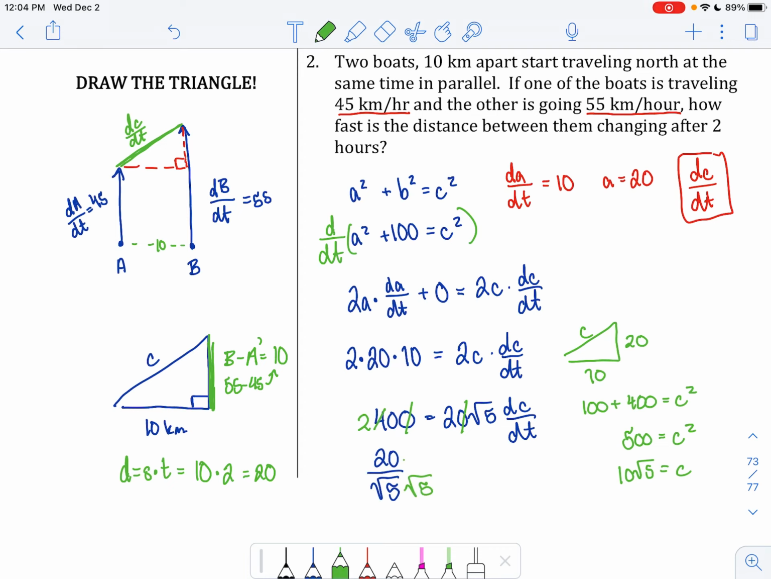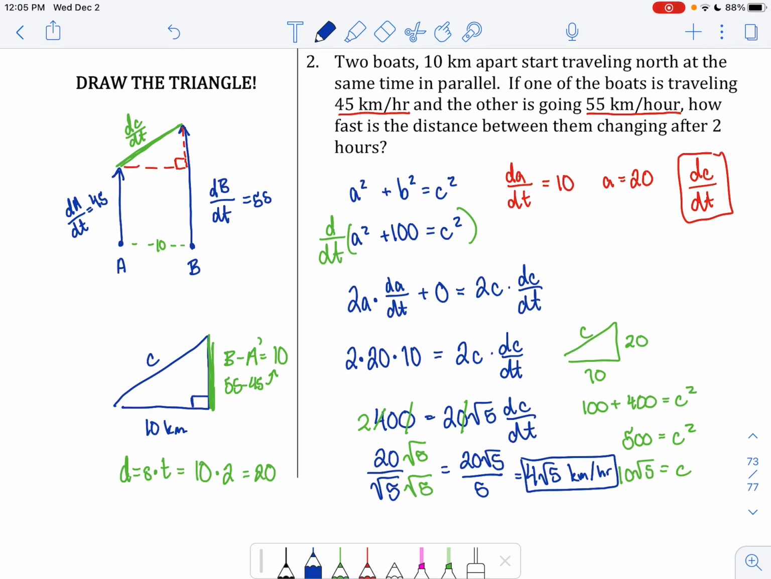And finish that up, rationalize the denominator. Root 5 times root 5, which is equal to 20 root 5 over 5, or 4 root 5. That is dc dt, and we get that our unit from here is kilometers per hour.